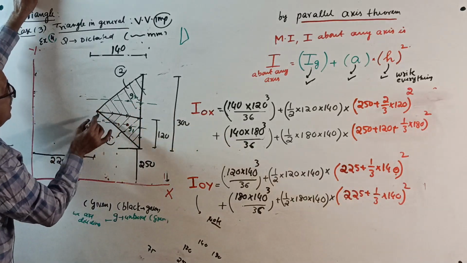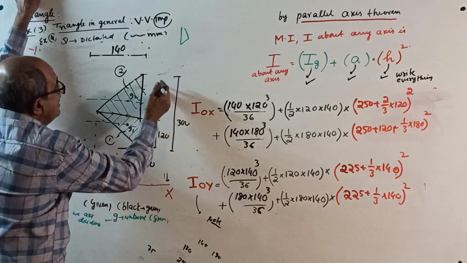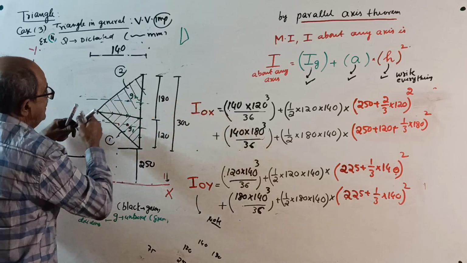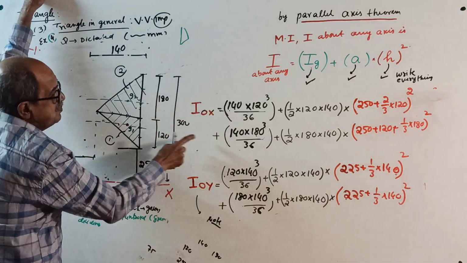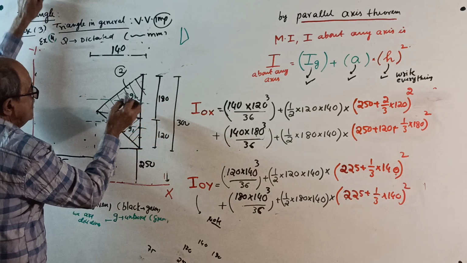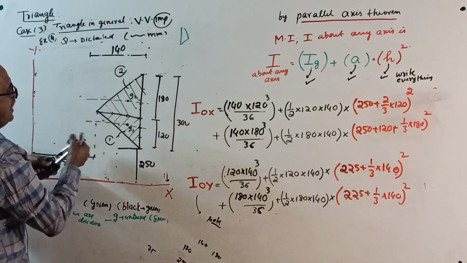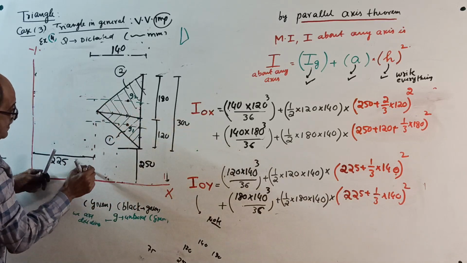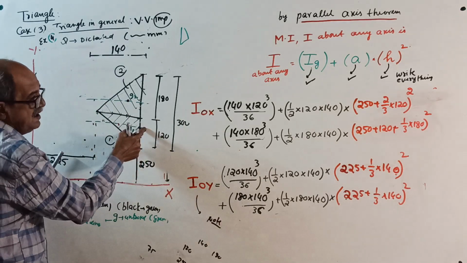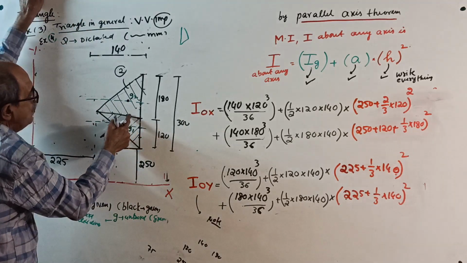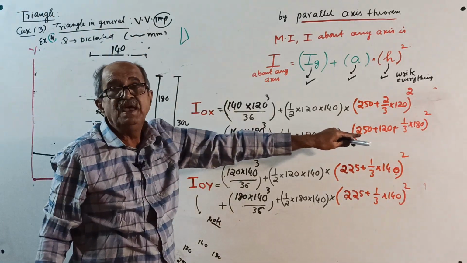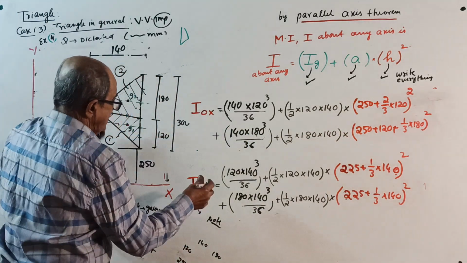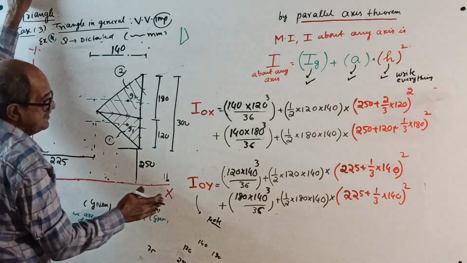Okay, start. How much? 140 into, you should write what this dimension is. See, you should enter this dimension here, 180. Okay. 140 into 180 cube by 36 plus area into, from the centroid here of the component to this axis, see, this distance square, that is 250 plus 120 plus 1 by 3 of 180, same as last time. Answer will be same, but YY will change.